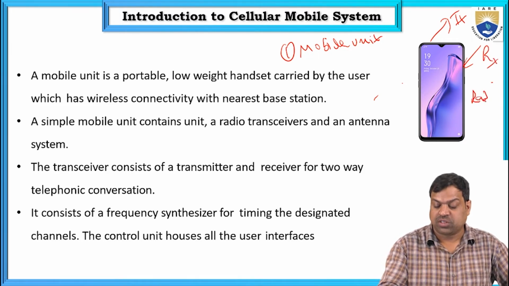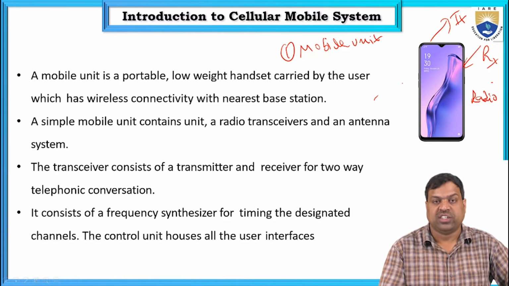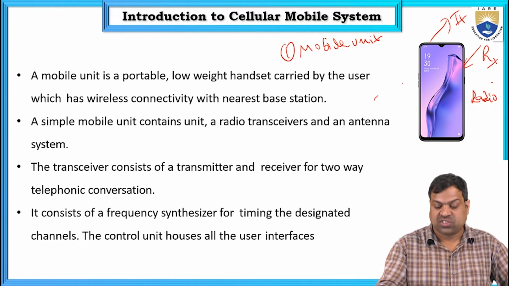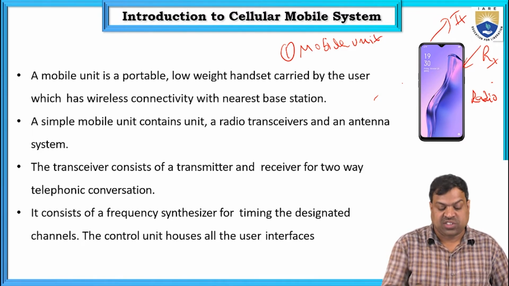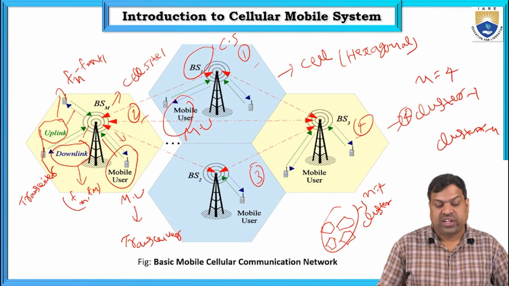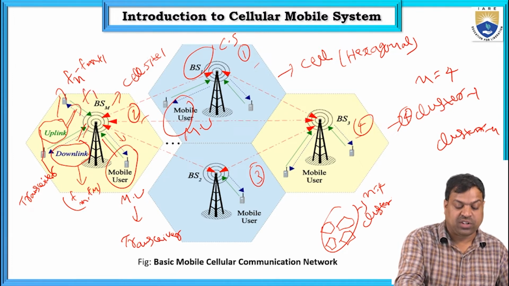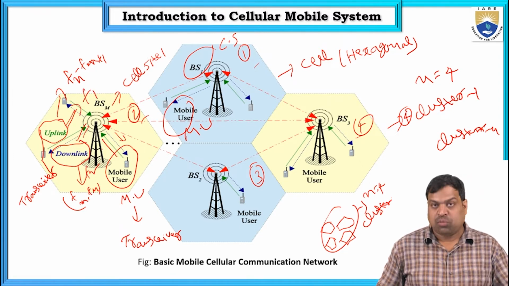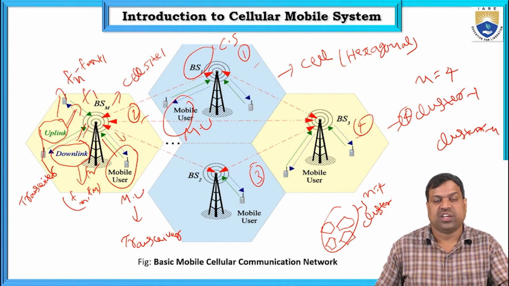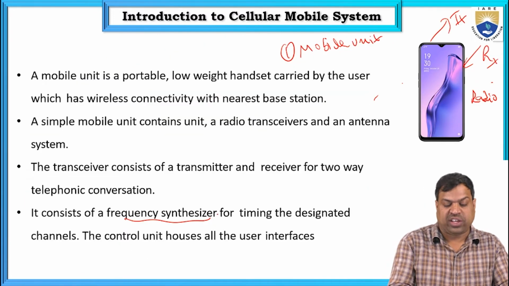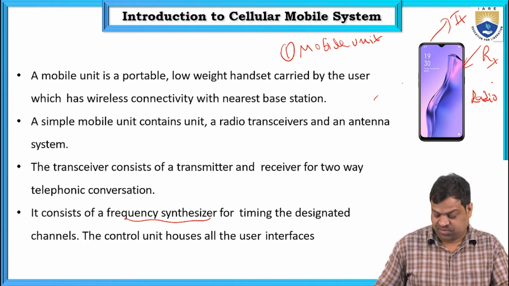It is a radio communication process, and that is called a radio transceiver. It consists of a frequency synthesizer with the timings, designed channels, and a control unit that houses all the user interfaces. So why am I calling it a frequency synthesizer? Because there is an uplink frequency and a downlink frequency. The uplink frequency is F1 and the downlink frequency I'm taking as F2. So both frequencies are different. That is the reason we call it a frequency synthesizer.